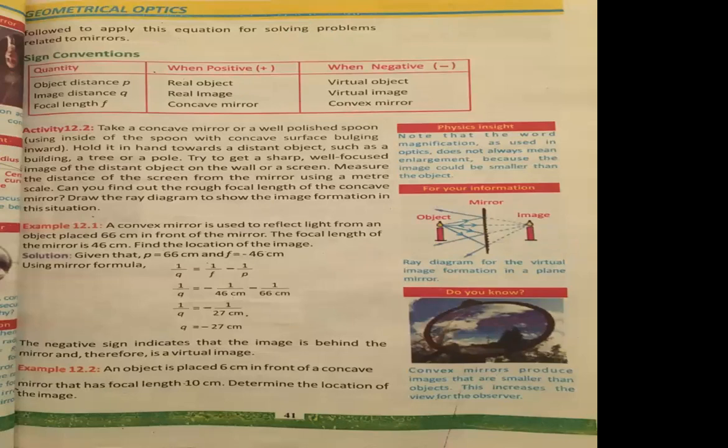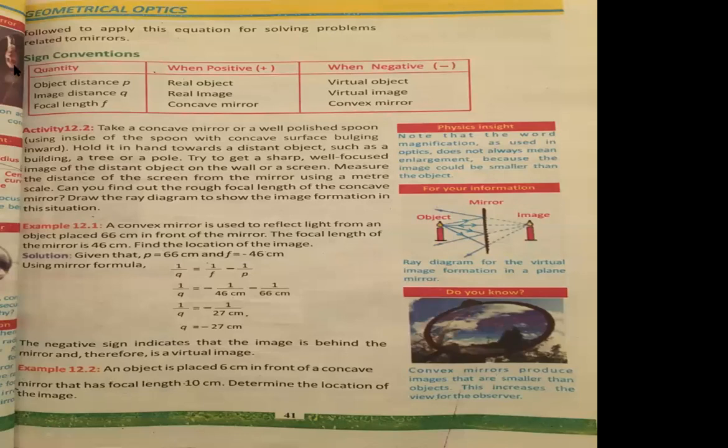So up till now, you should memorize this formula: 1 over f is equal to 1 over p plus 1 over q, where p is the object distance, q is the image distance, and f is the focal length. Okay, so you should memorize this formula. We will use this formula so many times in problems and examples, so you should know this by heart.